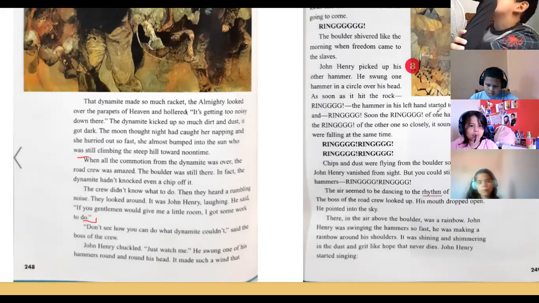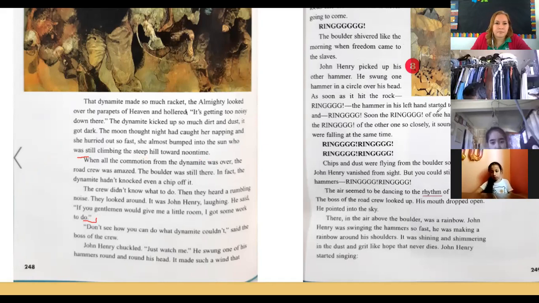When all the commotion from the dynamite was over, the road crew was amazed. The boulder was still there. So it didn't work. In fact, the dynamite hadn't knocked even a sliver off of it.